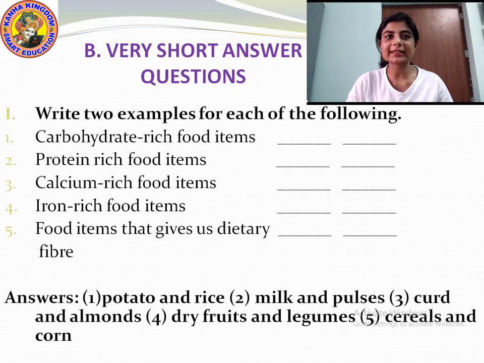Food items that gives us dietary fiber. It is cereals, C-E-R-E-A-L-S, cereals and corn, C-O-R-N, corn. These are the answers of this question, okay? The answers are written below, you can see and write down. And you please note down all the exercises in your notebook. Mention the name of the chapter. Then you write down all these question answers. Sorry, the exercises, okay?